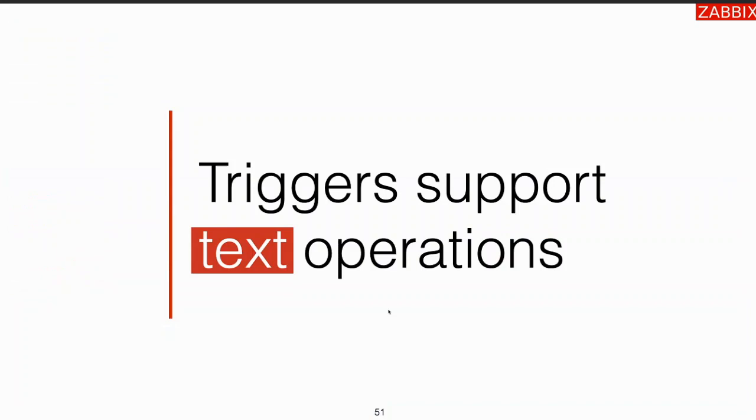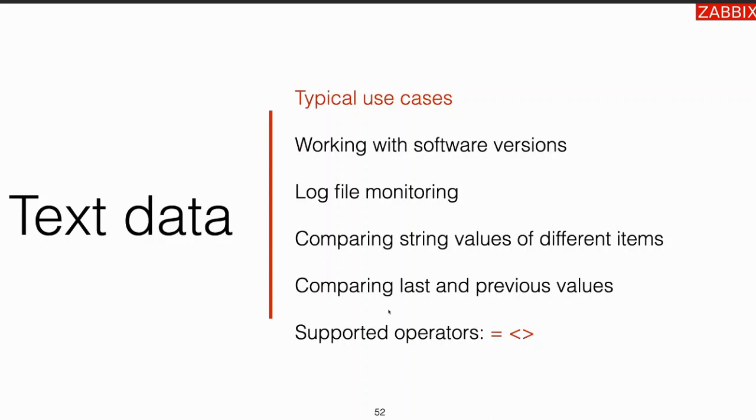Zabbix 5.0 triggers now support text operations. I think this is an extremely useful feature for some of us. Sometimes you really want to compare a text value with some constant, like a version number, or we would like to compare a string we received for one item with another item, or compare a value with the previous value. It wasn't possible before.